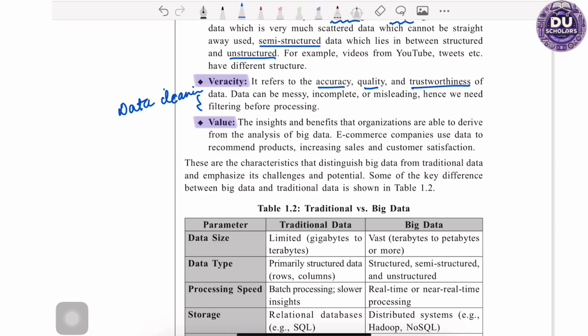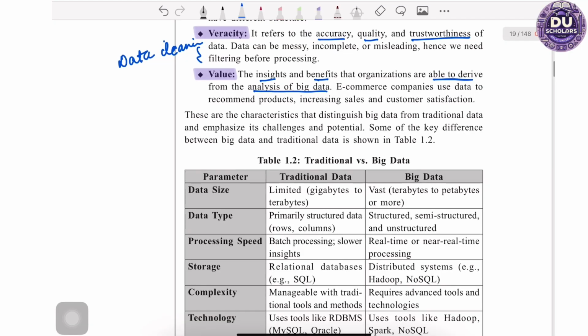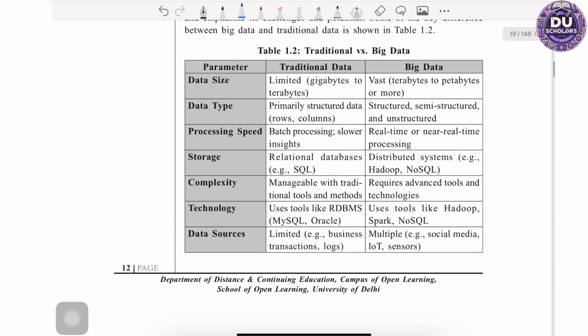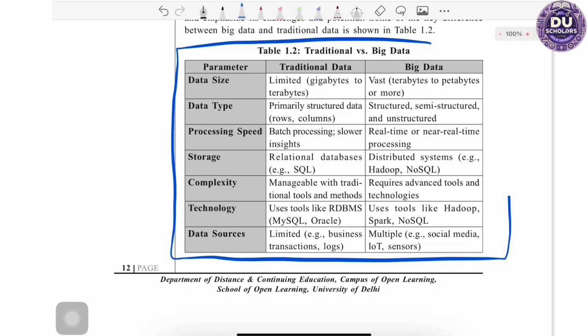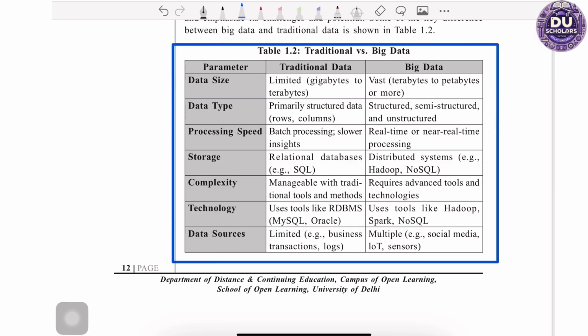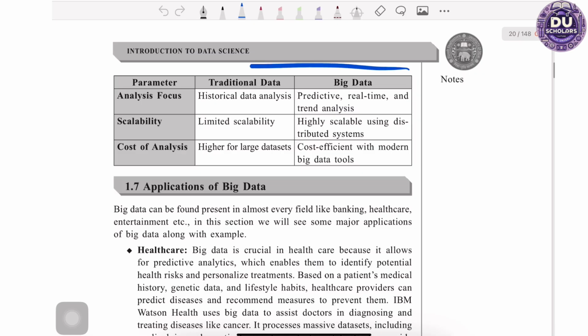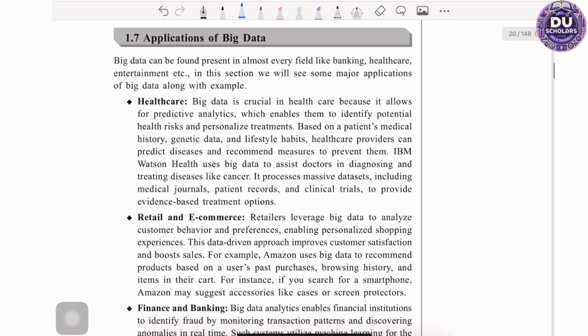It is everything related. Value means the insights and benefits that organizations are able to derive from the analysis of big data. E-commerce companies use data to recommend products, increase sales and customer satisfaction. So these are the characteristics that distinguish big data from traditional data and emphasize its challenges and potential. So differences are there. You can read about this kind of data. We discussed this even in our last video, the difference between the traditional way and the modern way, you can see that.